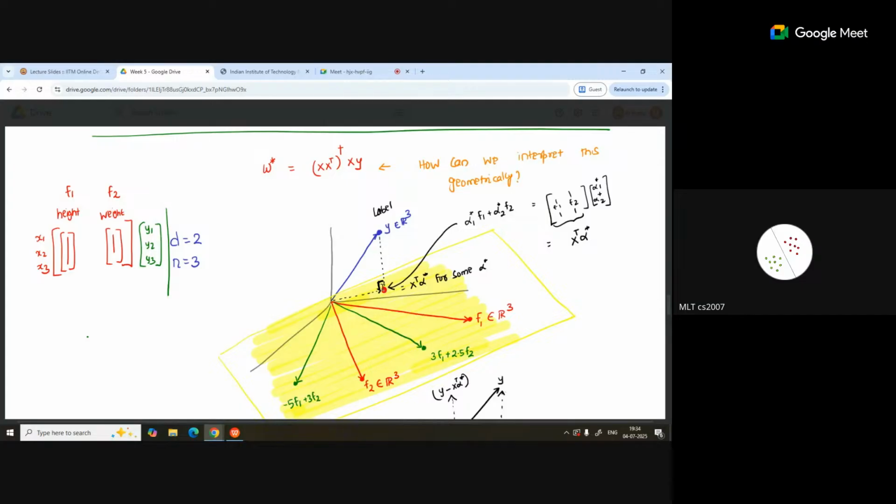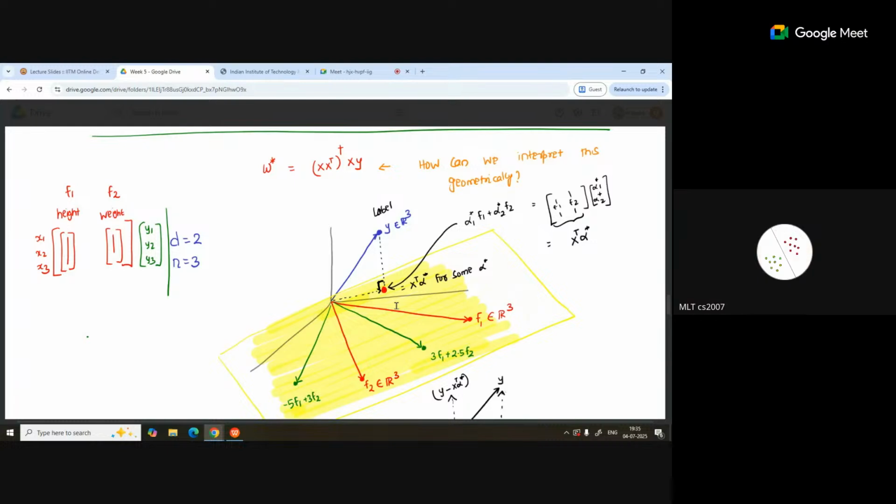What we are saying here is this point, which is in the feature space, is a linear combination of all the data points. Let's say you have x1, x2, x3 data points. The weight vector W star is a linear combination of all the data points. The projection is for the label; we are not considering anything about X test here.